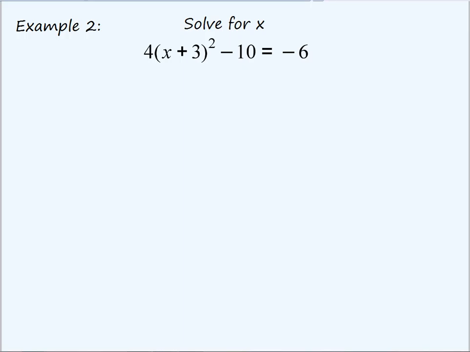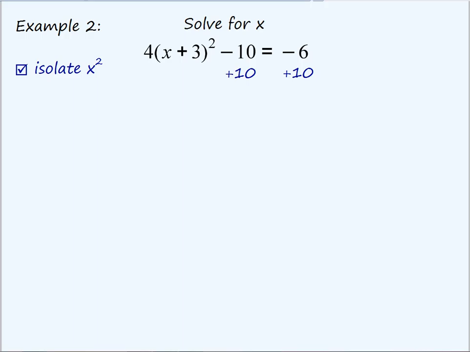Let's try that again. I want to solve for x. Remember, that's my ultimate goal here. Notice I do have a squared in my equation. That makes this quadratic. My first goal, of course, is to isolate x squared. In order to do that, what am I going to have to get rid of first?